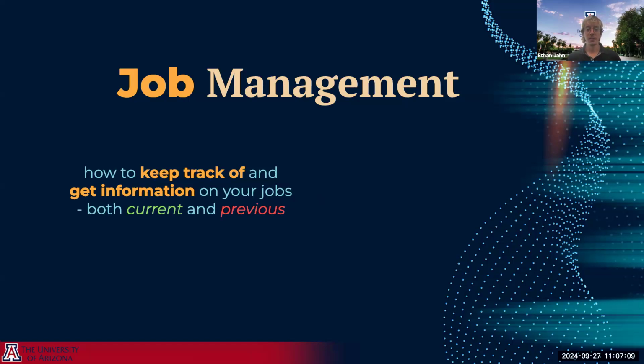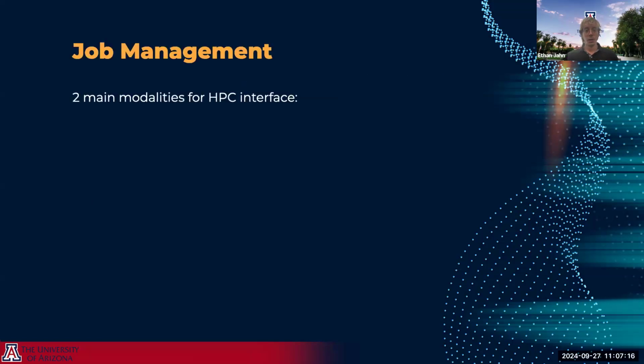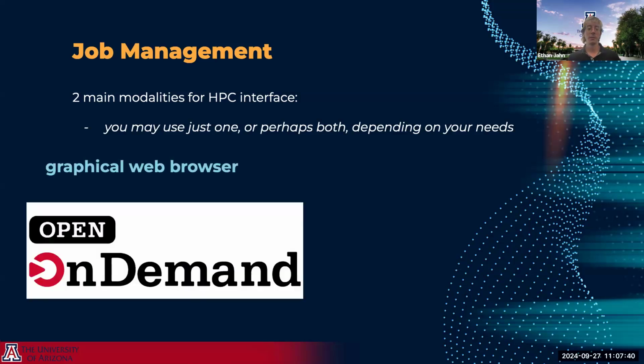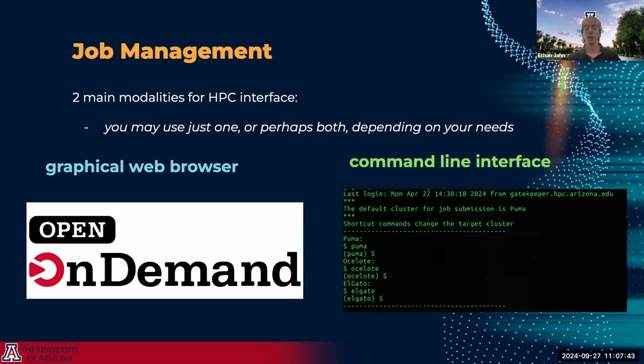So job management: let's talk about how to keep track of and get information on your jobs, for both current and previous jobs. There are two main modalities for the HPC interface. If you've been coming to our workshops in the past couple of weeks, you may see some repeated information, but we're going to mostly give that as a really basic reminder of how this stuff works and then get into the more details. For the two main modalities, you may choose to just use one, or you may use both depending on what your needs are. So we have the graphical web browser Open On Demand, as well as the command line interface.